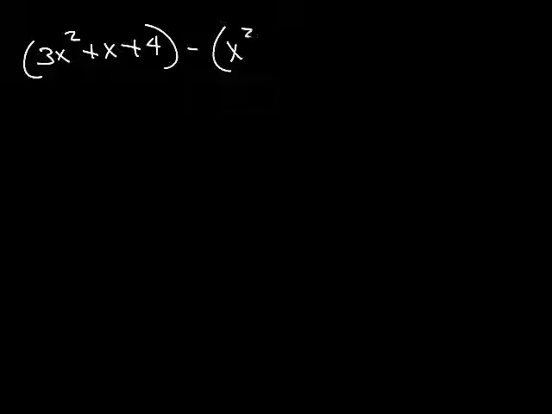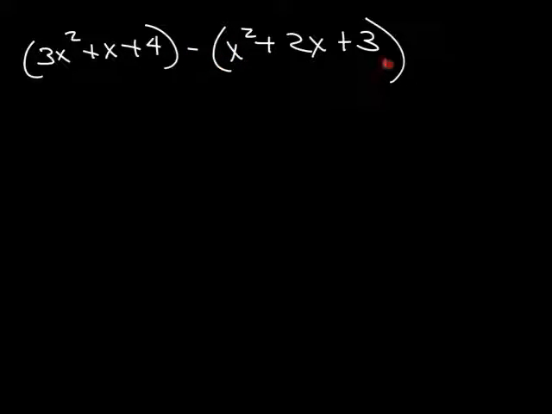So let's take example 3. We have (3x squared + x + 4) minus (x squared + 2x + 3). Alright, so notice what we're doing here. We're subtracting this entire polynomial from this polynomial. We're not just subtracting the x squared, we're subtracting the entire thing.